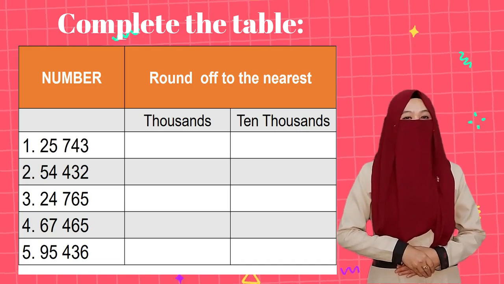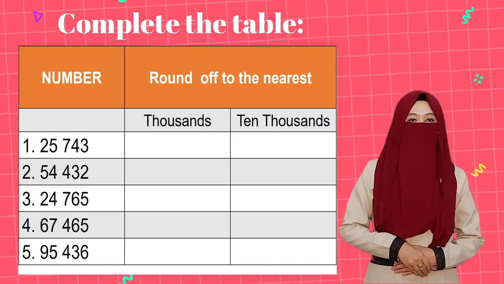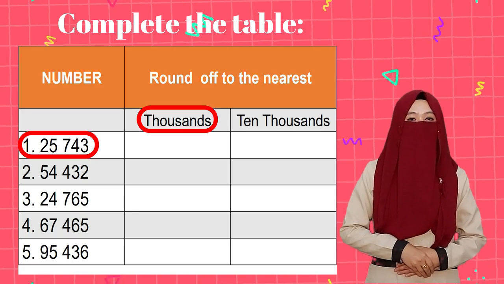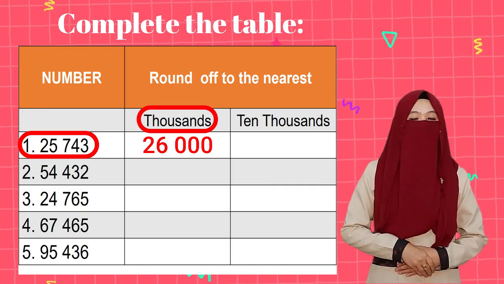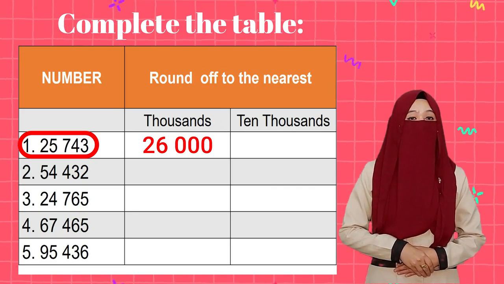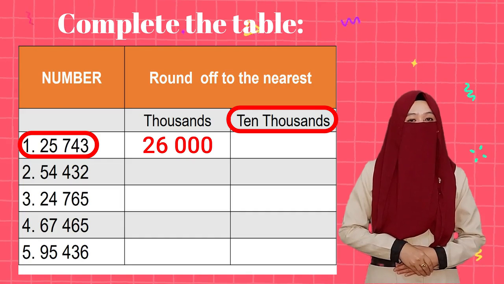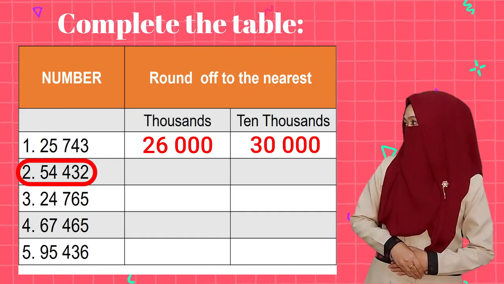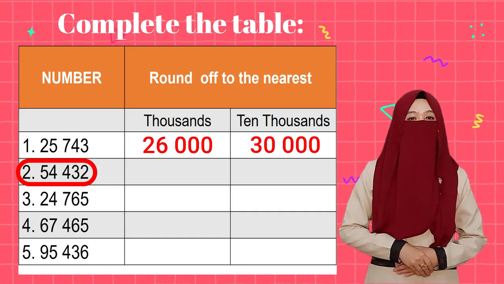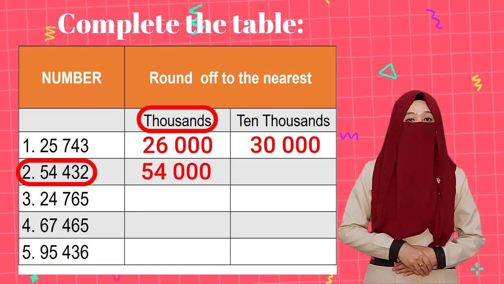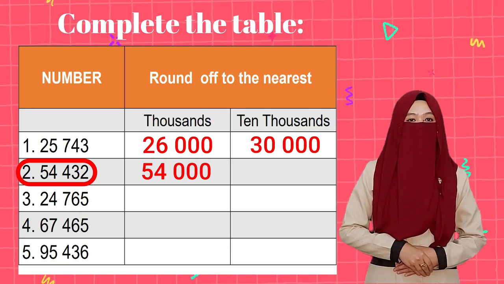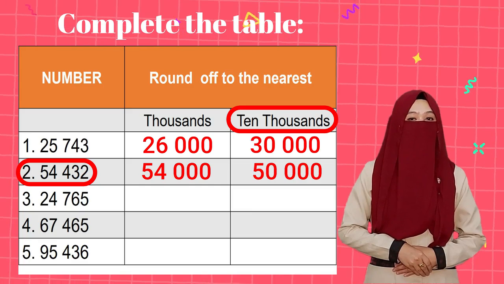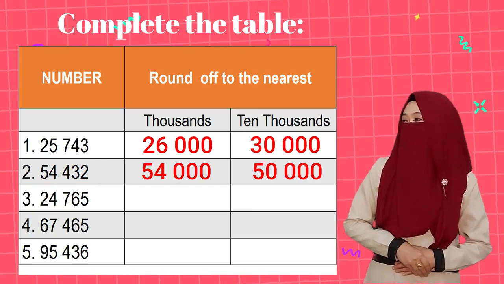Hands up. Let us check your answers. Number 1. Rounded off to the nearest thousands is 26,000. And rounded off to the nearest 10,000s is 30,000. Number 2. Rounded off to the nearest thousands is 54,000. And rounded off to the nearest 10,000s is 50,000.